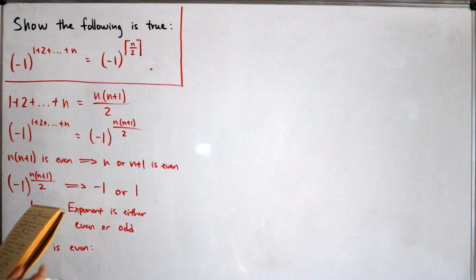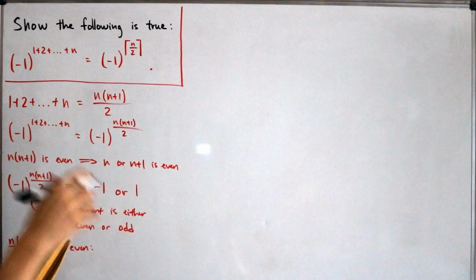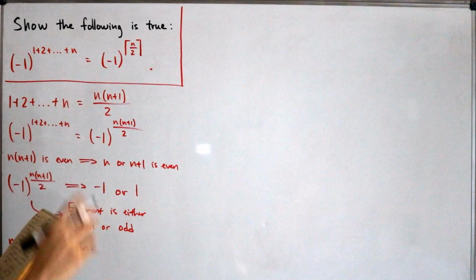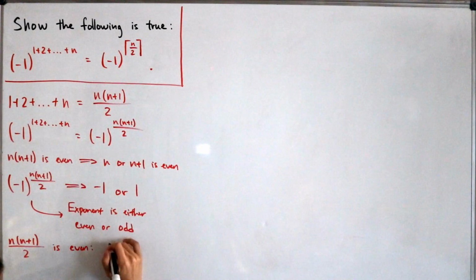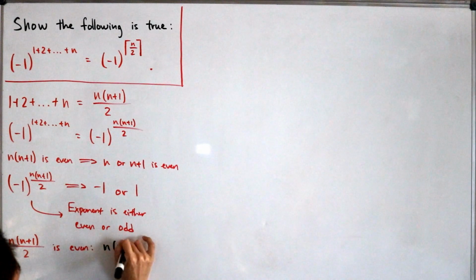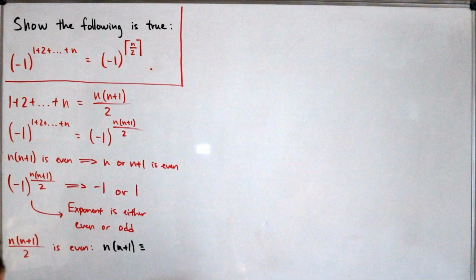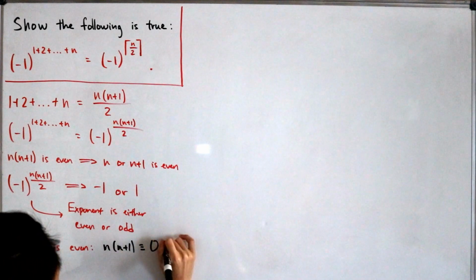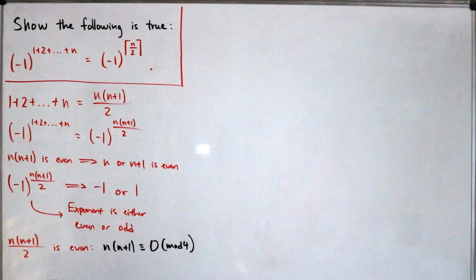So by using modular congruence, we can actually define this modular arithmetic and say that this congruence is anytime it is divisible by 4, that n times n plus 1 is going to be congruent. So in this case, if it's even, then we're going to get a remainder of 0 every time we divide by 4. So 0 mod 4, okay?